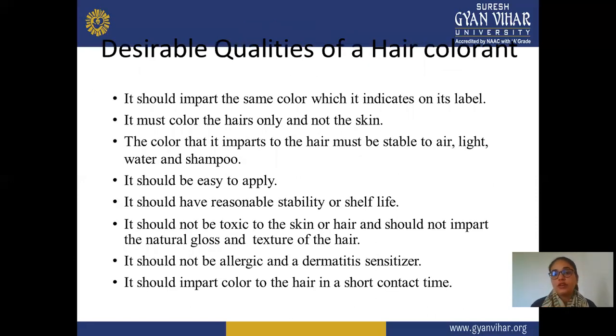Next is the desired quality of a hair colorant. It should impart the same color that is indicated on its label. Means when you are preparing some coloring agent, it should have sufficient property to impart the same color. Suppose on a label you write red color hair dye. When you apply or mix this dye, it should be red, the same as indicated on the label. You should not get another color or any problem showing that particular color.